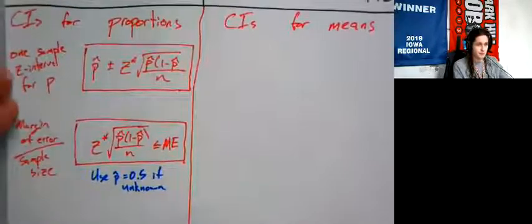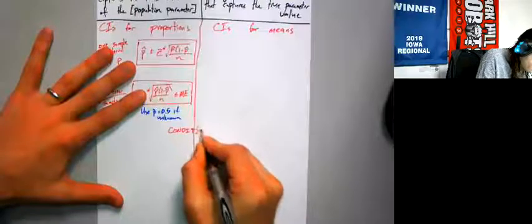So we've got one sample z interval for p. We've got margin of error, sample size. I'm going to do something weird here in the middle where I'm going to put our conditions. Put a little box around this, and we'll remind you that those three conditions are random, independent, and normal, which I'll split into two sides: either n p hat and n times 1 minus p hat are at least 10, or sample size is at least 30, or it has no skew.